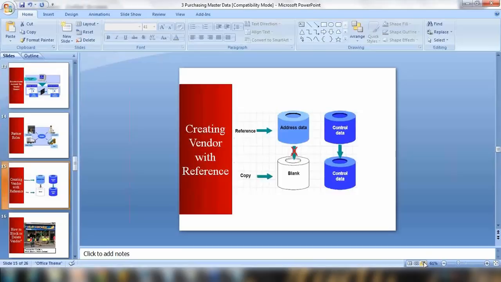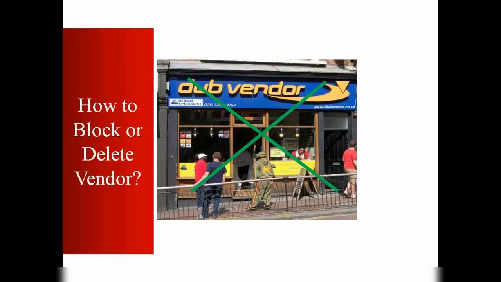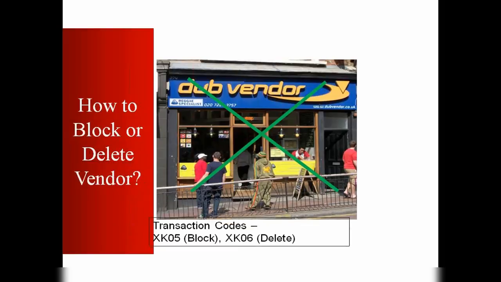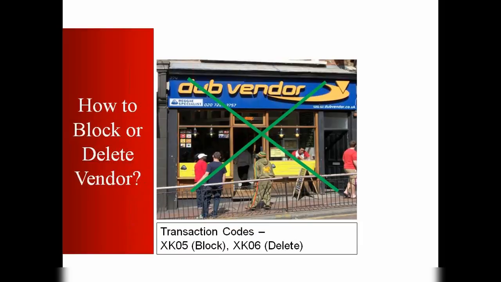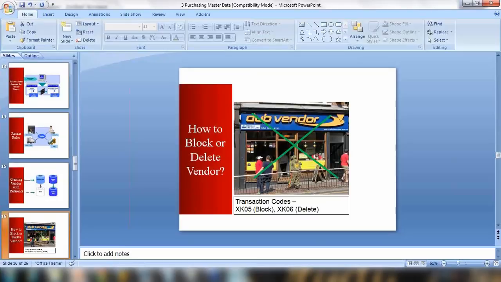If we do not block it, anyone can place an order with this vendor. Once it is blocked, no one can place an order. So how to block a vendor? The transaction code is XK05 to block it, XK06 to delete it. Okay, so what is the difference between block and delete?